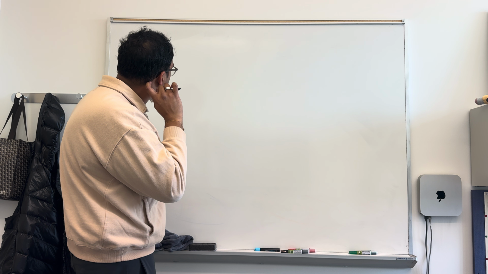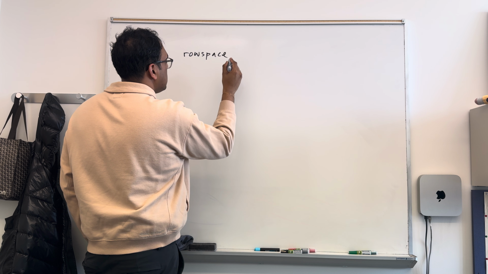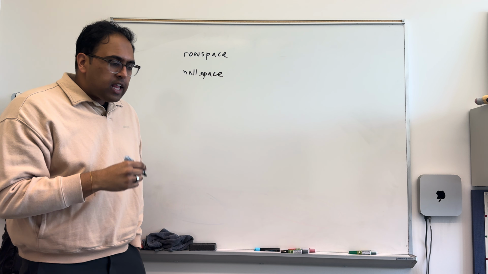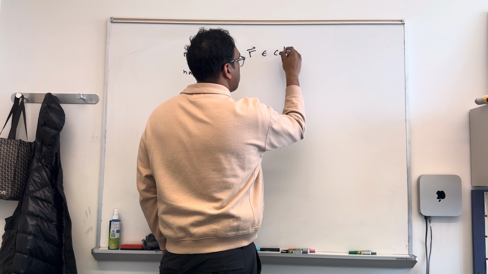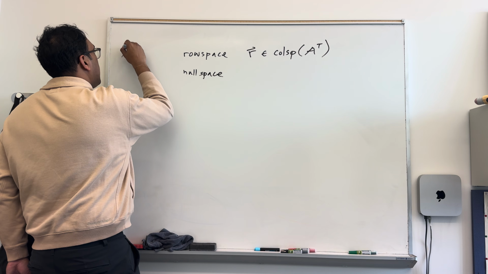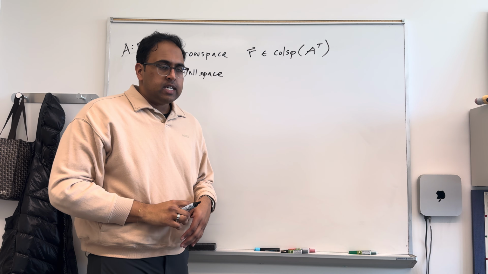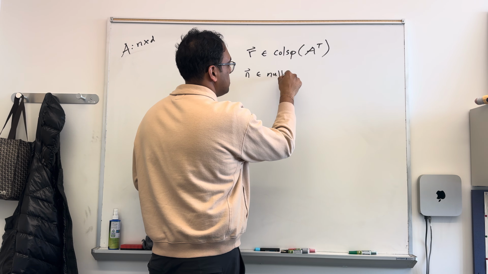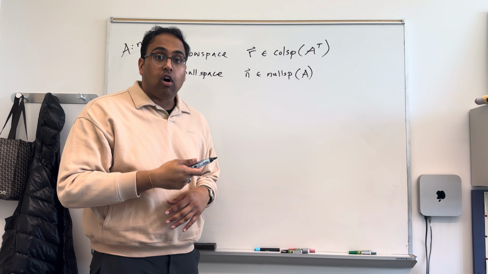Well, let's first start with the first pair that I mentioned, the row space and the null space. Okay? Let's suppose r is some vector in the row space, which remember we denote as the column space of A transpose. And I should start by assuming that A is some arbitrary n by d matrix. Okay, r is in the row space of A, and let's suppose n is in the null space of A. It turns out that r and n are orthogonal.